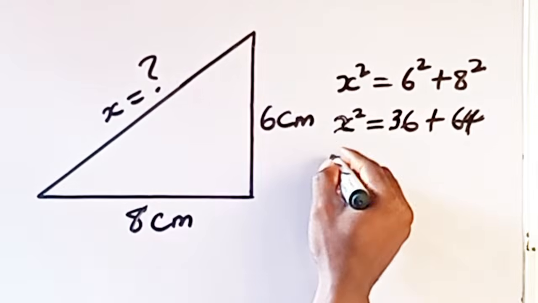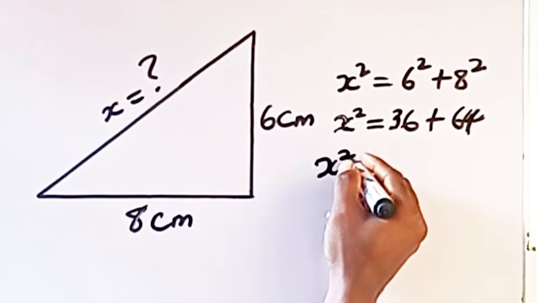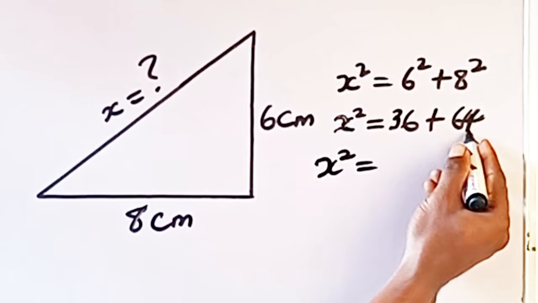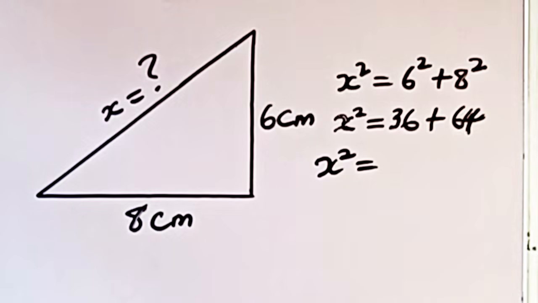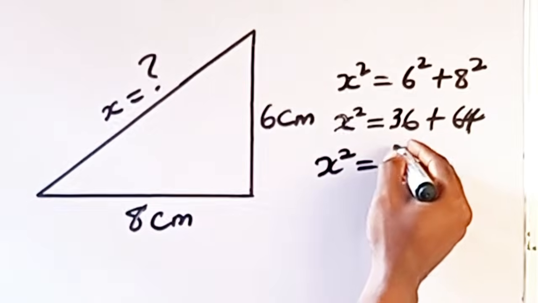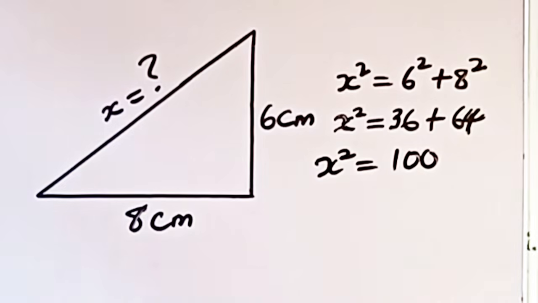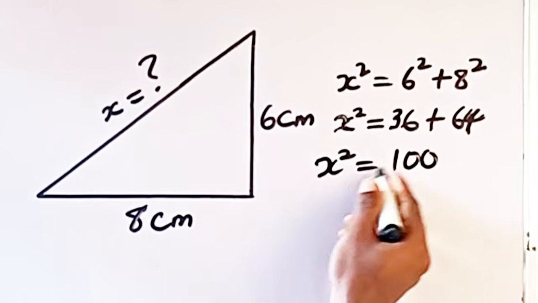So if we are adding these two, here will be x squared, which is equal to 36 plus 64, which is going to give us 100. 36 plus 64 will give us 100. All right. Now we have x squared equals 100.